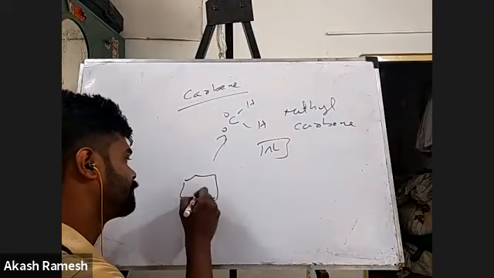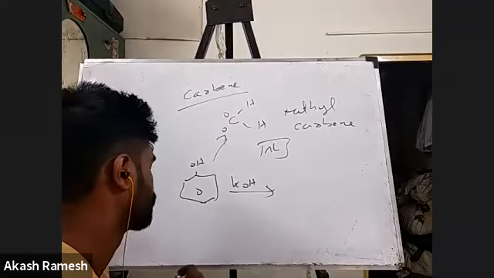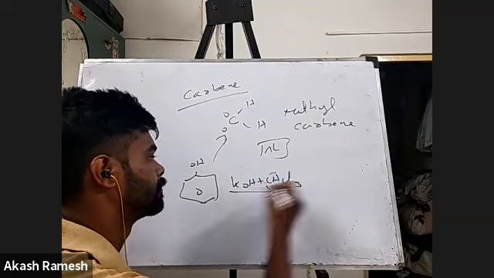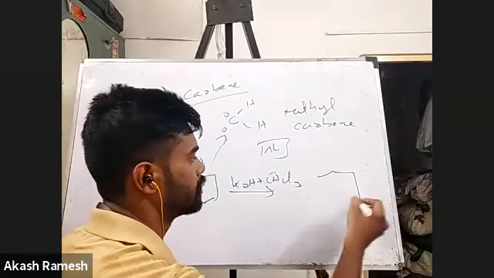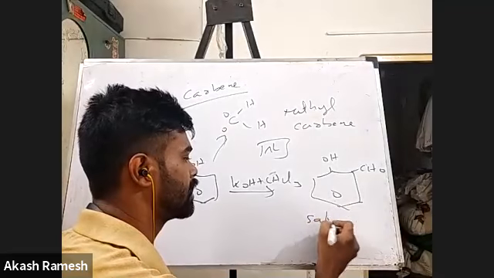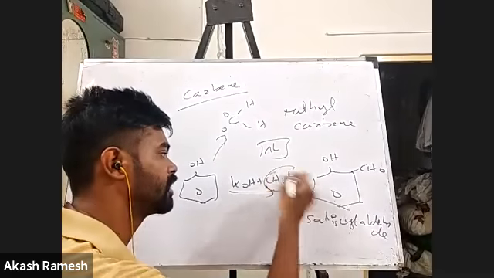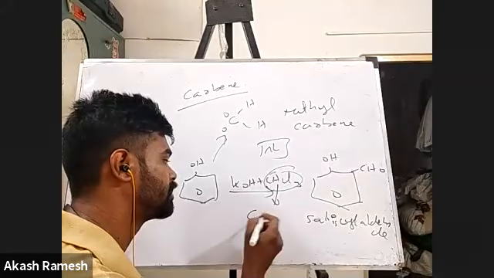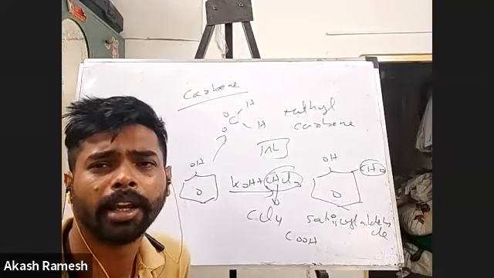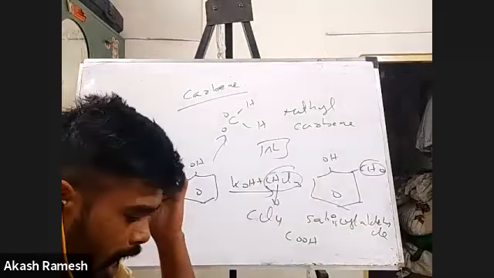If I have phenol, and if I go for KOH in the presence of CHCl3, chloroform, you will see that I'm going to get salicyl aldehyde. And instead of chloroform, if I put CCl4, I'll end up with COOH instead of CHO. So it's very simple, if you can understand how the reaction proceeds. So what is going to happen, I'll tell you.